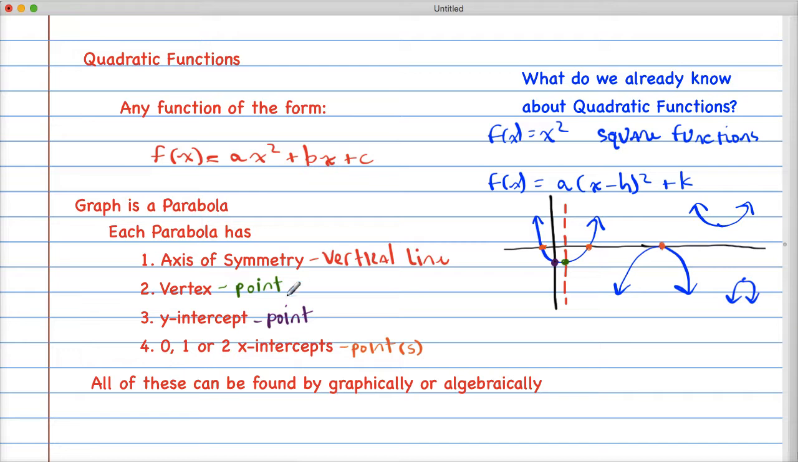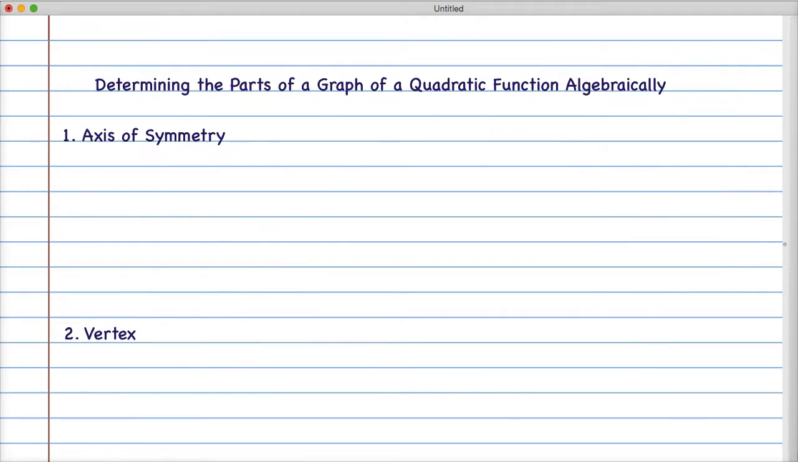So, vertical line, and then points. We can determine these graphically, which I kind of alluded to right here, but we'll get more detail later. But what we're going to do today is determine them algebraically. So that's our next example, determining the parts of the graph of a quadratic function algebraically. Okay, and let's do an example with this. We'll demonstrate all of these with an example, and we'll say that we have f of x equals negative 2x squared plus 8x plus 10.